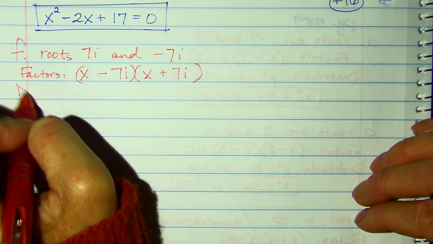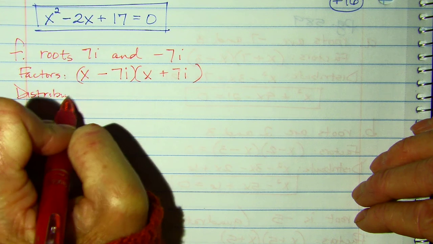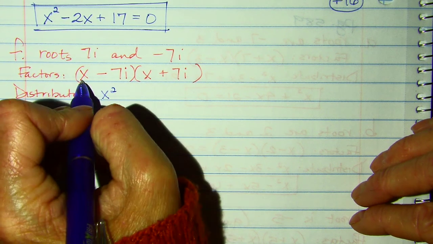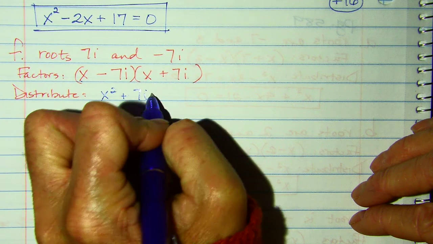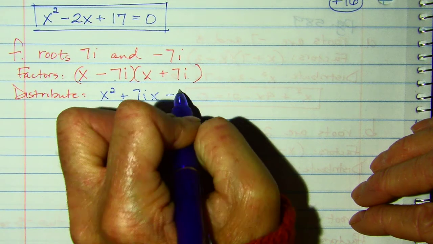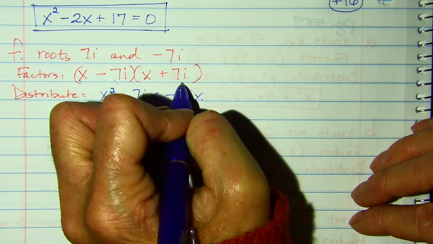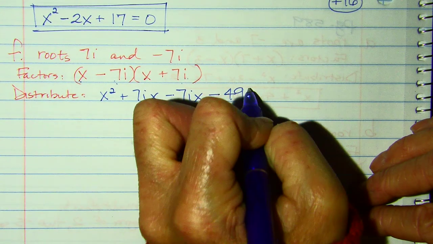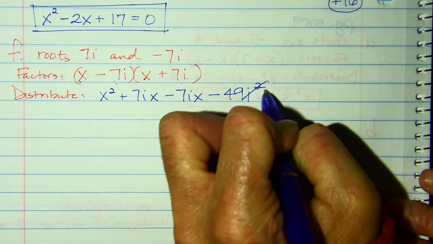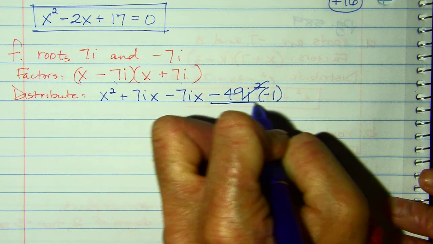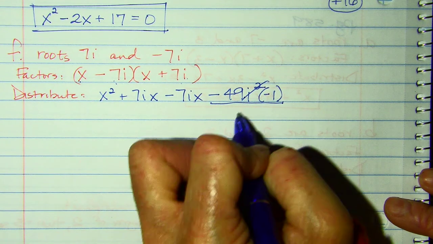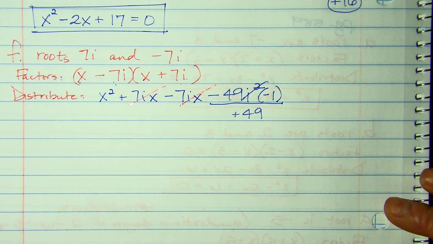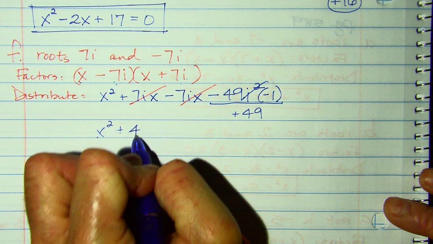Then we're going to distribute. x times x is x squared. x times 7i is 7ix. Negative 7i times x is just negative 7ix. And negative 7 times positive 7 is negative 49, and i times i is i squared. Right when I see the i squared, I'm going to replace that with a negative 1. Negative 49 times negative 1 is positive 49. So these cancel, and my answer is just x squared plus 49 equals 0.